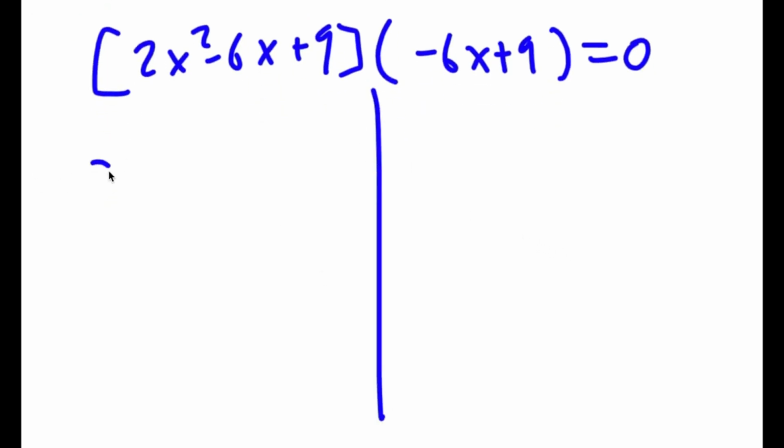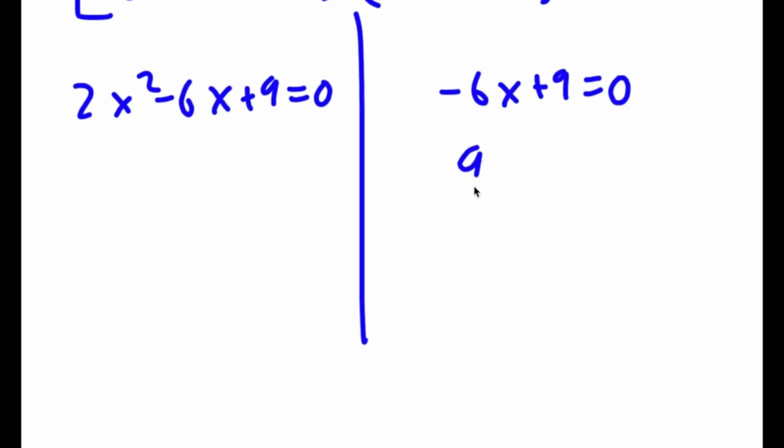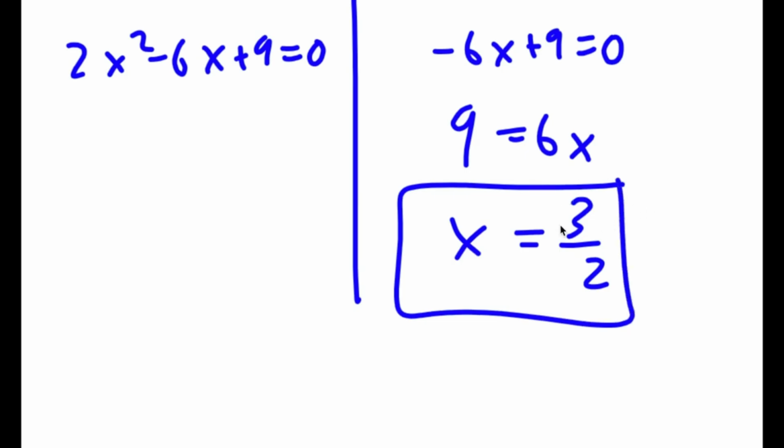So now this gives me two equations. I have 2x² − 6x + 9 is equal to 0, and −6x + 9 is equal to 0. So for −6x + 9 equals 0, I get 9 is equal to 6x, and x is equal to 9 over 6, which is equal to 3 over 2. So this is one solution of x.